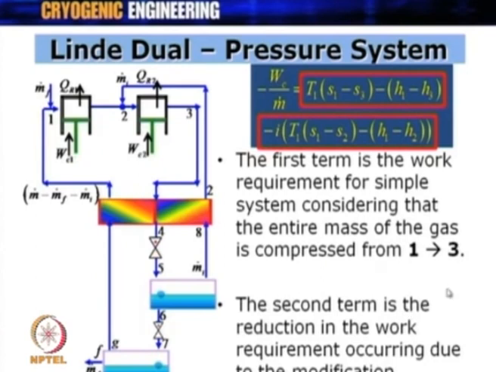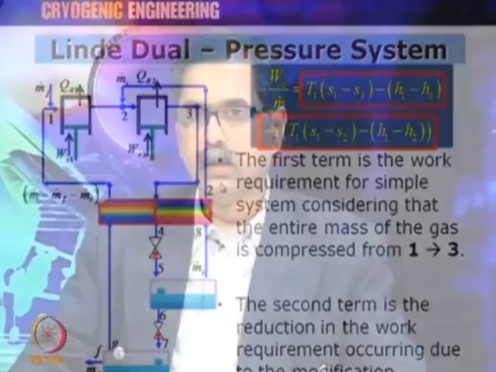The second term is the reduction in the work requirement occurring due to the modification, and this is what we are going to exploit in order to reduce the work done per unit mass of gas which is compressed. With this background on the Linde dual pressure system, we have just derived expressions for Y and the power input, the compression power.